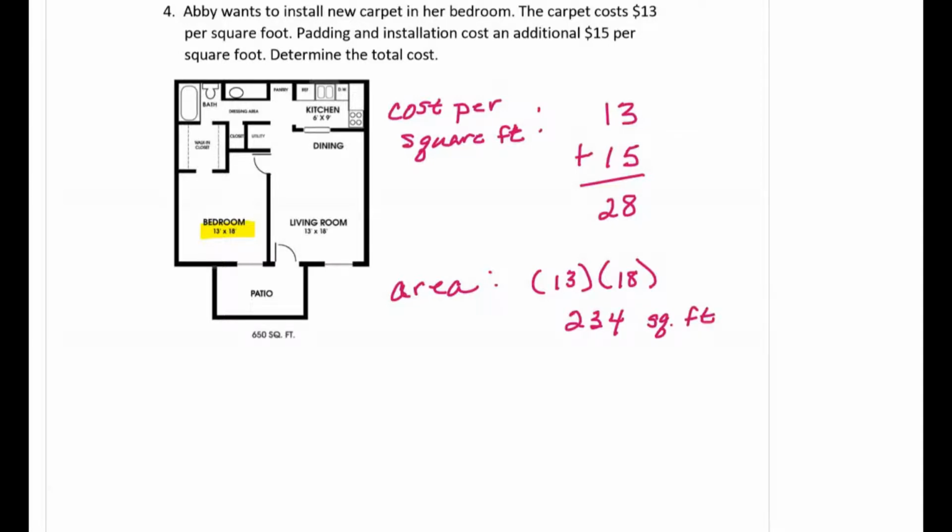And I know that the cost is $28 a square foot. So the cost is going to be 28 times 234. And it really doesn't matter whether you put the 28 first or you put the 234 first.